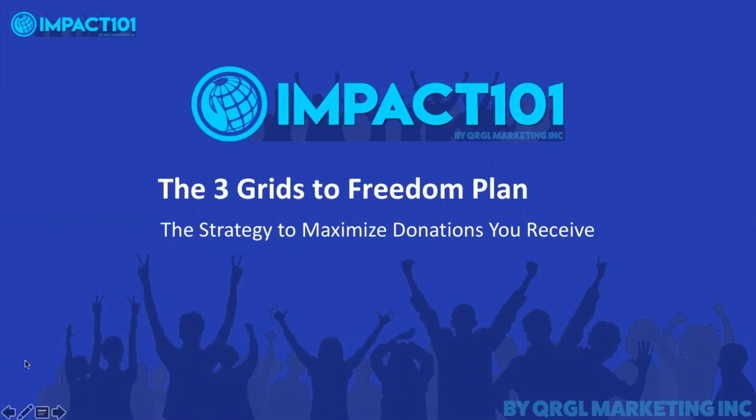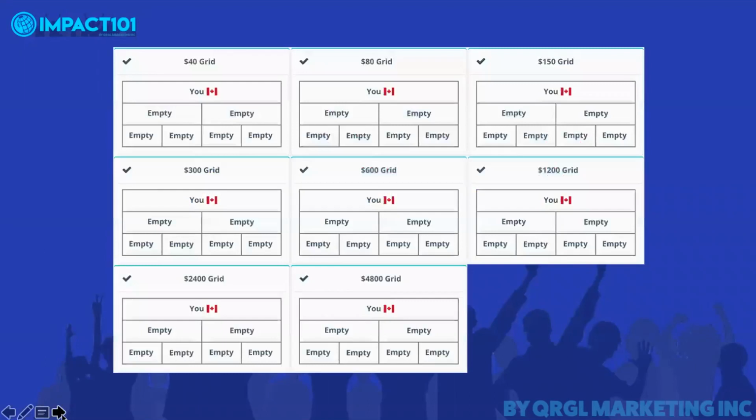It's important to know 2 things in order to maximize the donations you receive. Number 1, we have 8 different grids: a $40 grid, an $80 grid, a $150 grid, and so on, all the way up to a $4,800 grid. Each of these grids is a totally separate donation stream. The more of these grids you're in, the more donation streams you have coming to you.